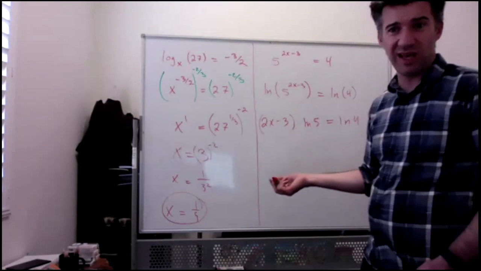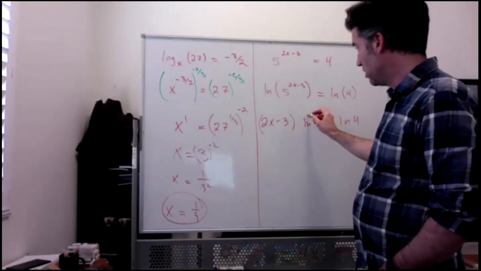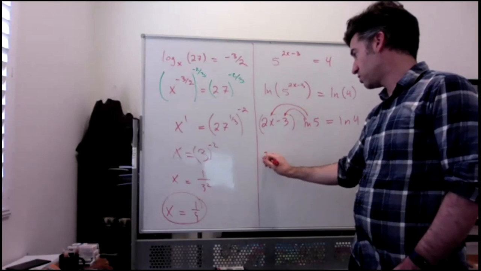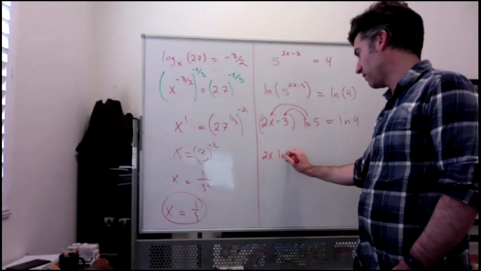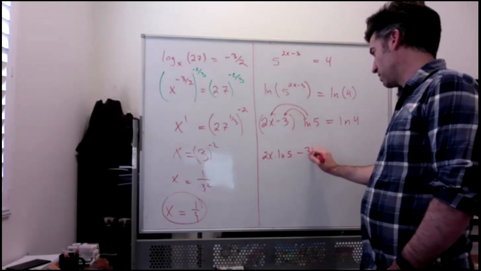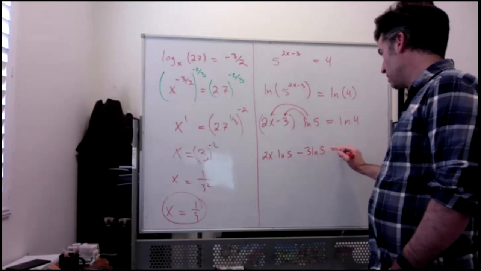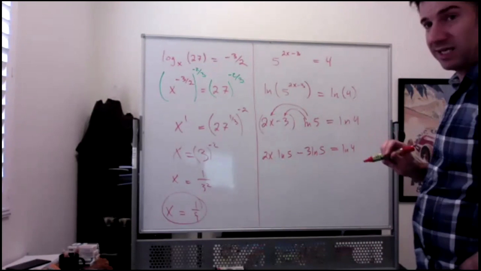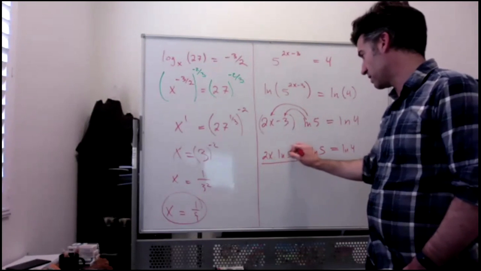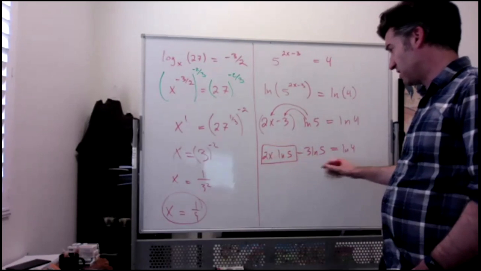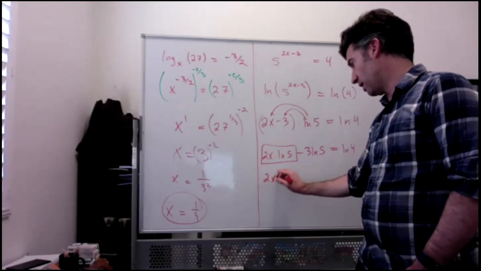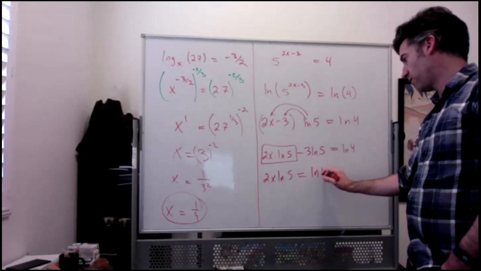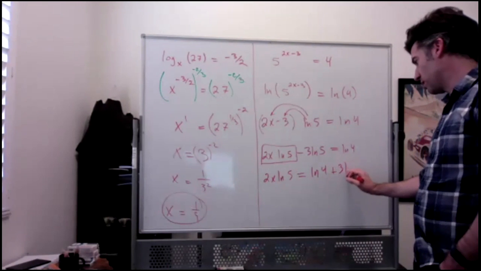The way I usually like to do it instead is I like to distribute. So I'm going to distribute this to each of these terms here. So I'm going to have 2x times natural log of 5 minus 3 times natural log of 5 equal to natural log of 4. And then I'm going to isolate the x term. So this is the only thing with x in it. So I'm going to add this over to the other side. So 2x natural log of 5 equals natural log of 4 plus 3 natural log of 5.